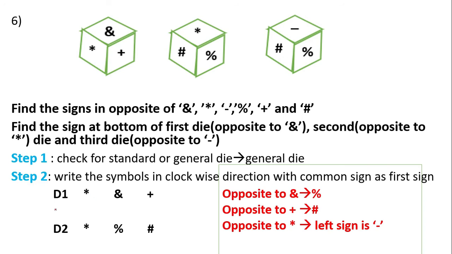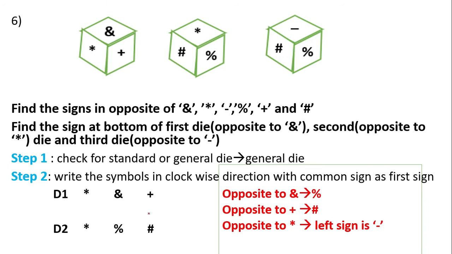So I have taken first and second die, and the common symbol is asterisk symbol. From the asterisk symbol I have written in clockwise direction. So asterisk and plus from the first die, asterisk, percentage and hash from the second die. Then we will be able to identify easily what is the opposite sides for each symbol.